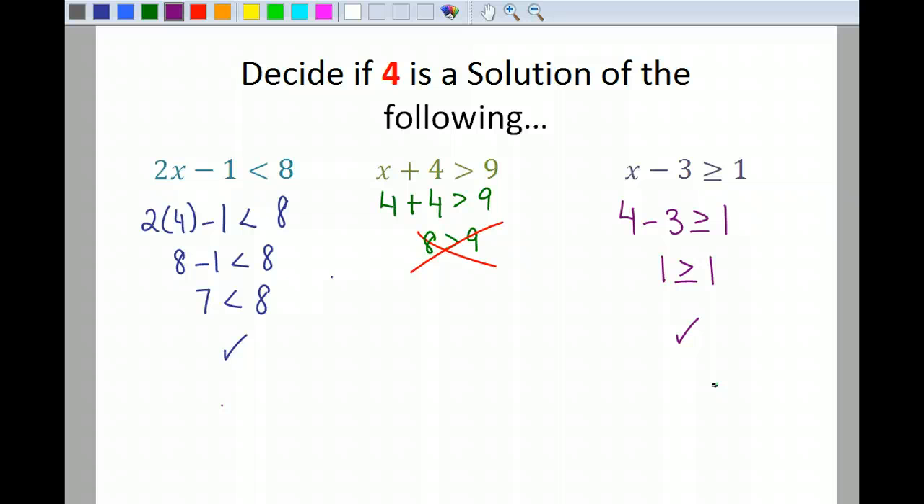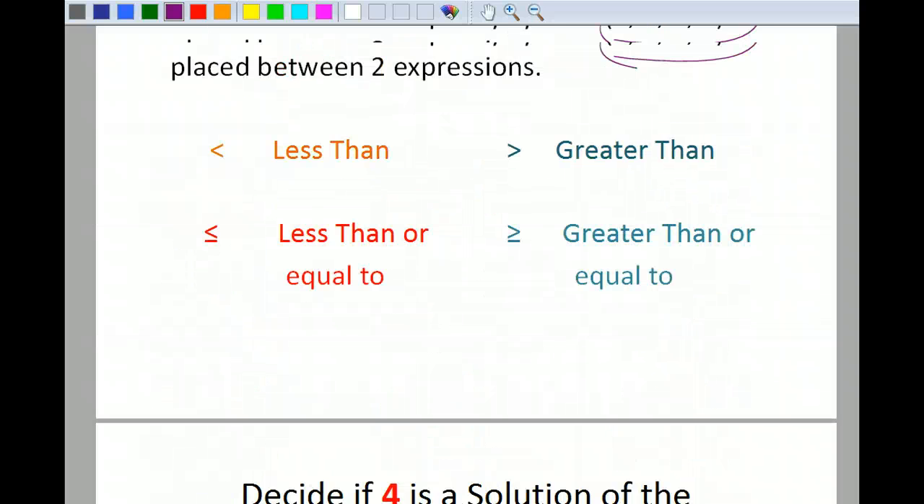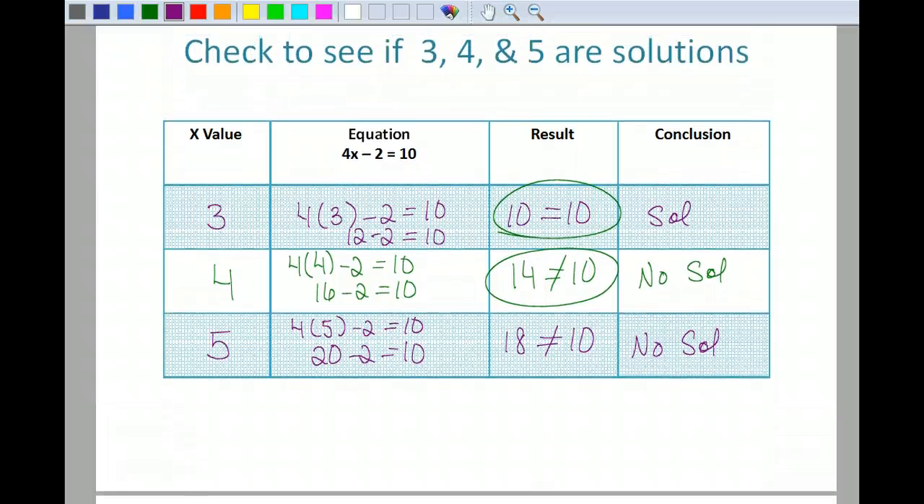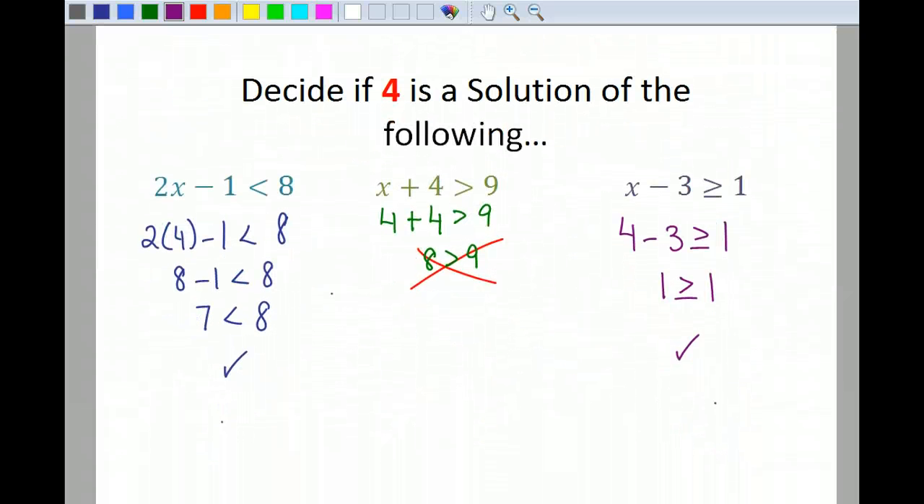Now notice when I'm dealing with an inequality, there are a lot of numbers that could potentially be a solution. But when we looked at these equations, there was only one number that was a solution. There's only one way that I can get 10. So be aware of that. When you have an inequality, a lot of times there's more than one solution. And that's all for now.